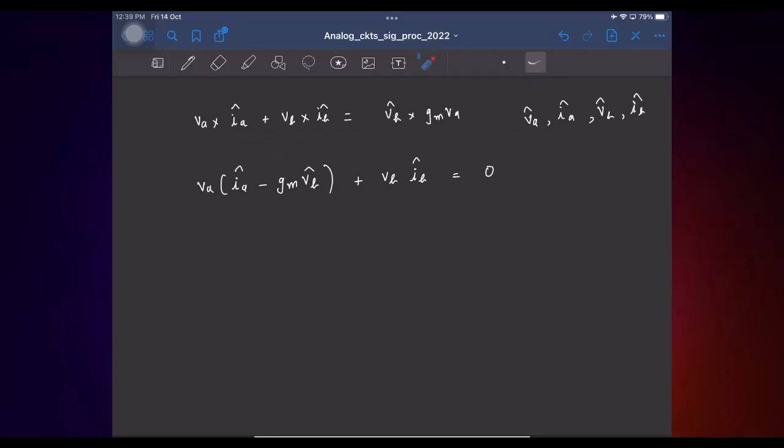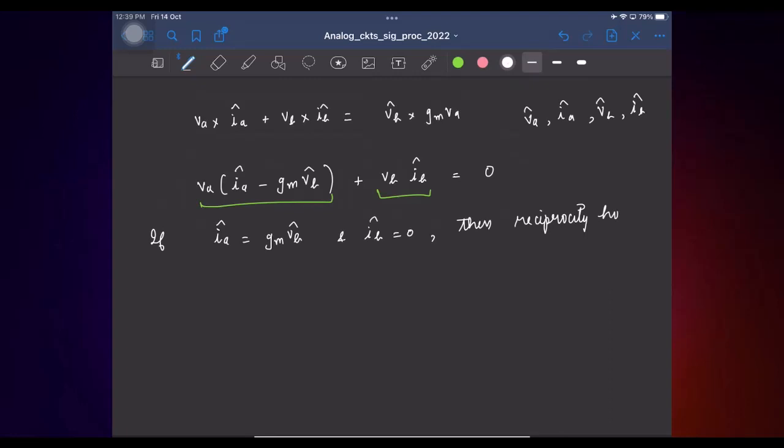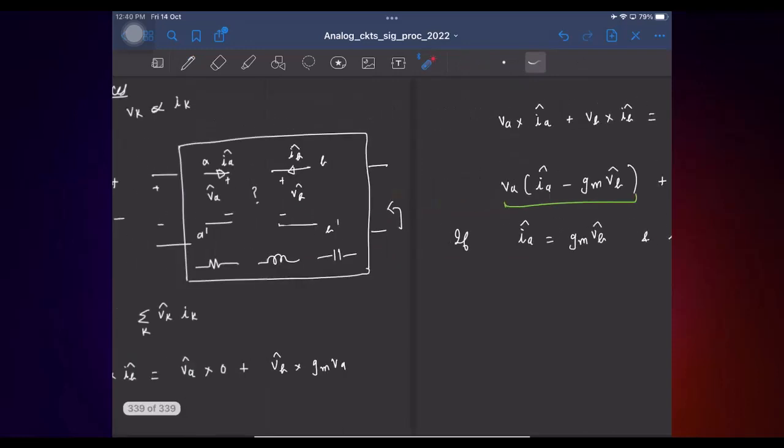So from here, if this has to be 0, what is one possible solution? Individually, if these two terms are 0, it is 0. And of course, to make this entire term go to 0, VA is not 0 obviously. So I'll choose IA hat to be GMVB hat. So that makes the first term 0. Next we have to make this term 0. And again, VB is not under our control. We have to choose IB hat is 0. Then reciprocity is valid. Fine. So let's try to see what circuit element will make us realize these relations. So let me copy this.